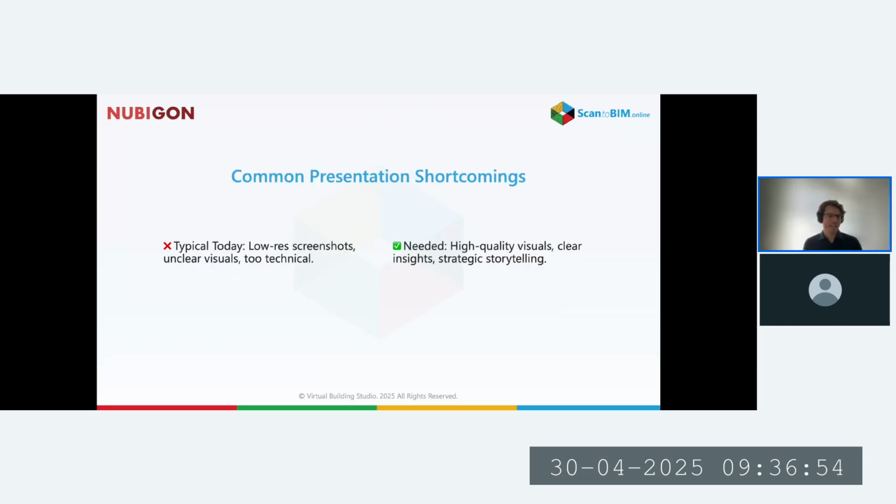Essentially, today, when we see point clouds demonstrated, it's typically, more often than not, a low-res screenshot, a low-res screen capture with unclear visuals, and not providing the insights that you would want a novice or an inexperienced or a non-technical decision maker to see. In fact, what you need is a high-quality visual that communicates the benefits in a strategic way.